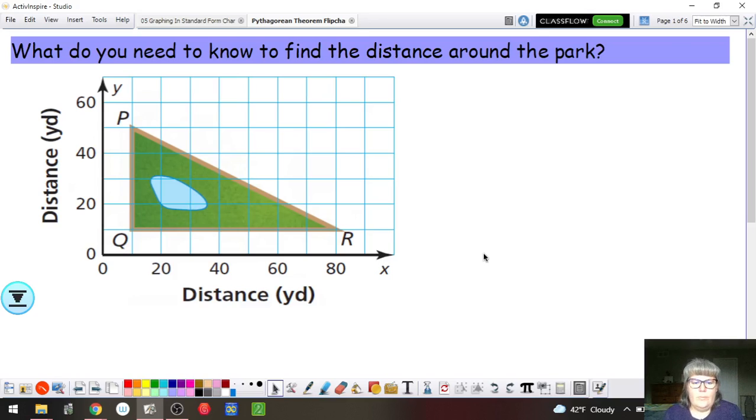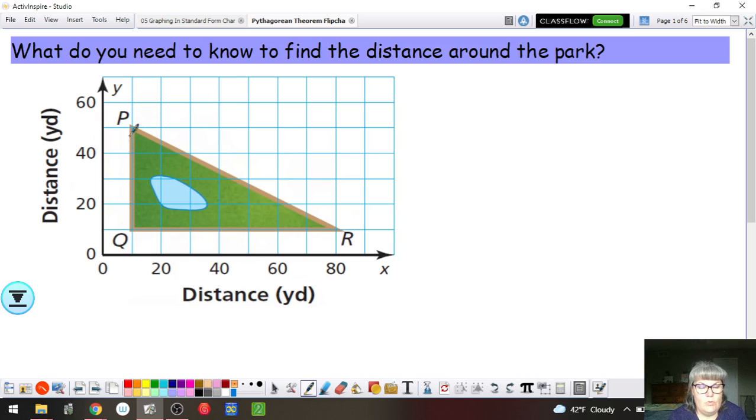Hi, it's Mrs. Scarple, and in this video we are going to look at finding missing side lengths of triangles without using any trigonometry. So here we have a picture of a triangular shaped park overlaid with a coordinate grid. What would we need to know to find the distance around this park? Well, we'd need to know the distance of every single side.